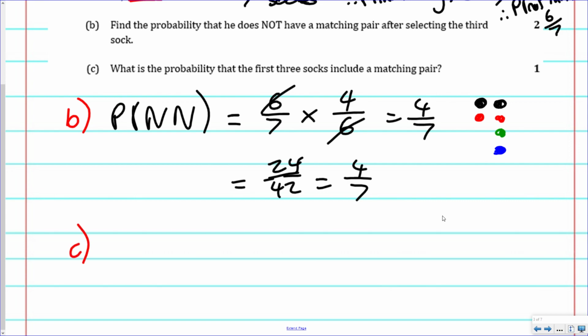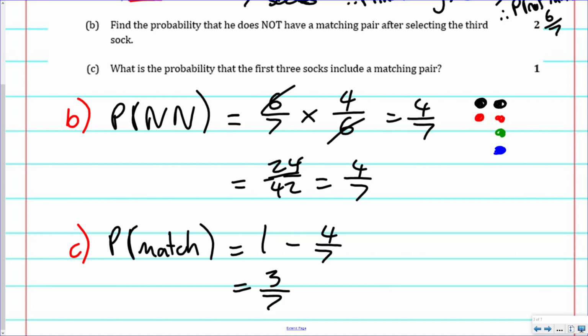So the probability of getting a match would be 1 minus your previous answer, 1 minus 4 over 7, which equals 3 over 7. Fairly simple in that one. And this is another instance of correct for previous answers. There's opportunities for that. So saying that previous question you did write 5 over 7, meaning that when you did 1 minus 5 over 7, you get 2 over 7. At least you'd get the answer for C right. They will write CFPA, correct for previous answer.